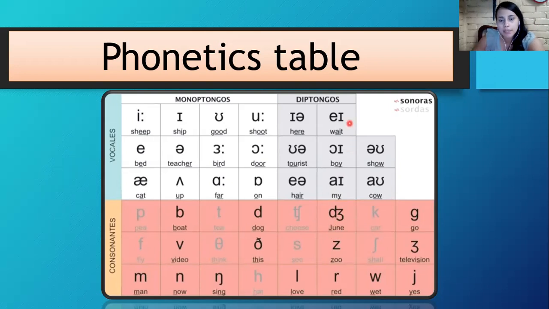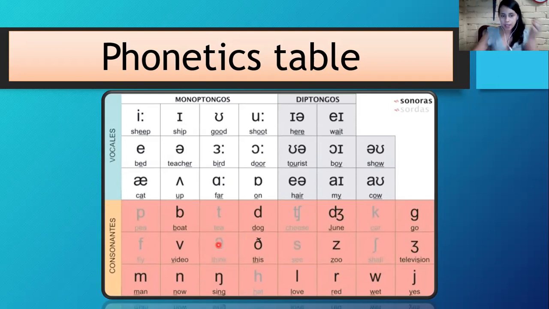The next sound that is very difficult for me is this sound. I also found it difficult to pronounce it. In Spanish, it tends to be pronounced like this, but in English it's like that. It's like your tongue stays in the middle of your mouth without touching anything, and you let the sound out.